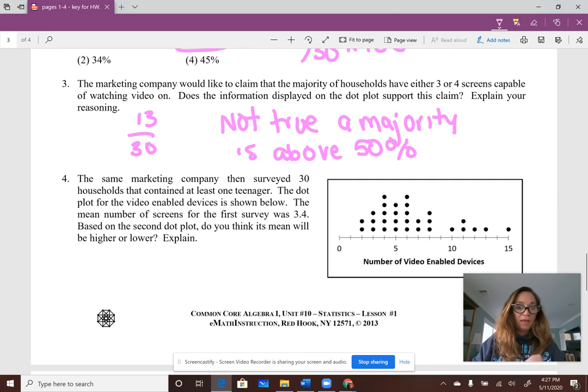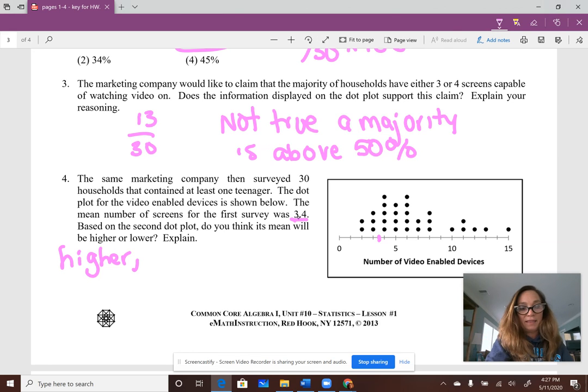Okay? All right. The same marketing company then surveyed 30 households that contained at least 1 teenager. What do you think? More devices, teenagers? I think so. The dot plot shows video-enabled devices shown. The mean for the screens for the first survey was 3.4. Okay, so 3.4, 1, 2, 3. 3.4 is like around here. Do you think that the mean will be higher or lower? Oh, higher 100%. Higher.